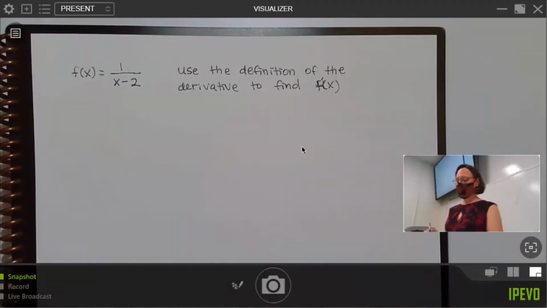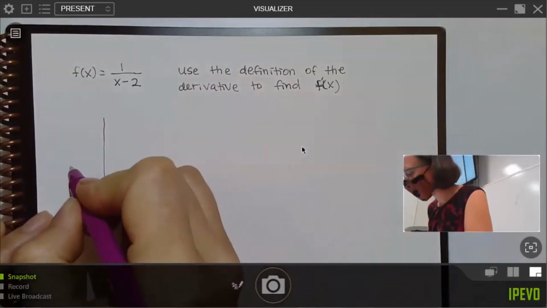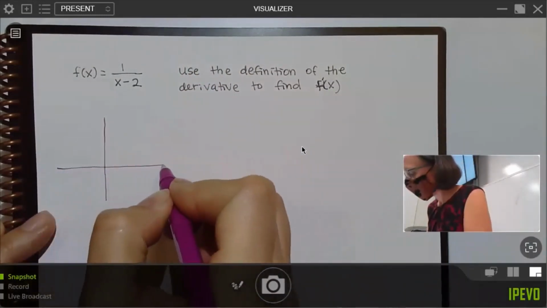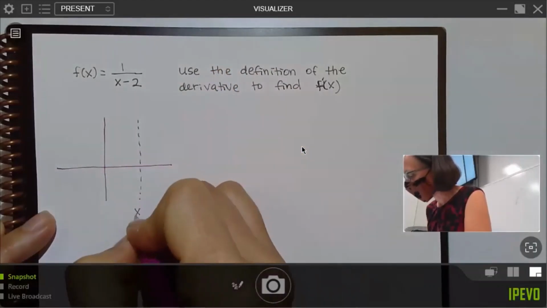We're going to do it generally. I'm going to sketch a graph of this, and I'm not expecting that you all know what this graph looks like. I'm going to be Desmos for us today. So this graph, does anyone know where the vertical asymptote is? Totally. So here's my vertical asymptote at x equals 2.